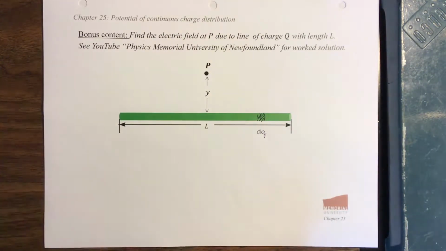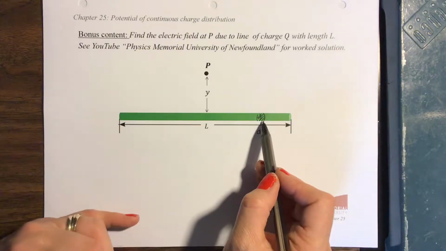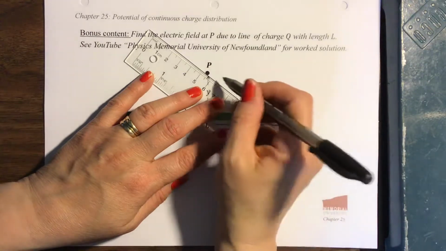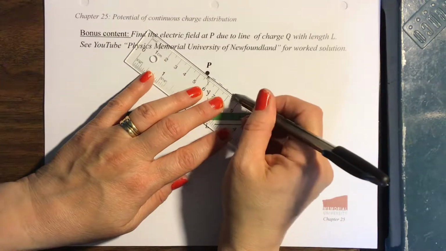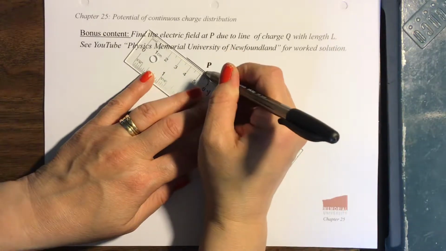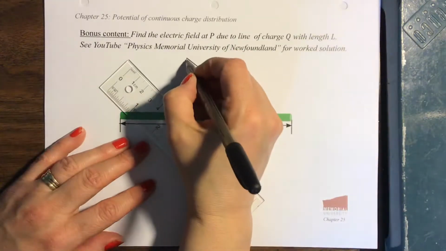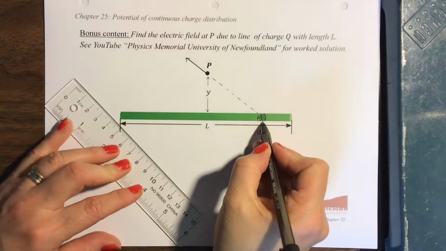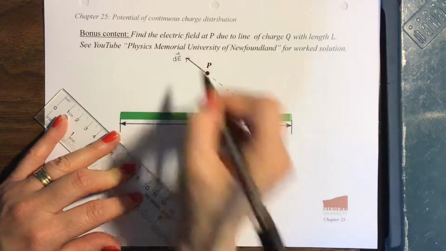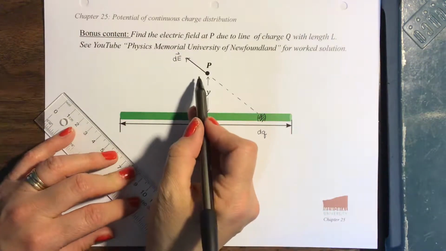And then what we do is we know dq is a charge, therefore it makes an electric field. The electric field it makes at point P is going to go straight outwards from it because it's a positively charged rod. So it makes an electric field that points out this way. This is a little bit of charge, so it makes a little bit of field, which we'll call dE. There's our electric field vector.